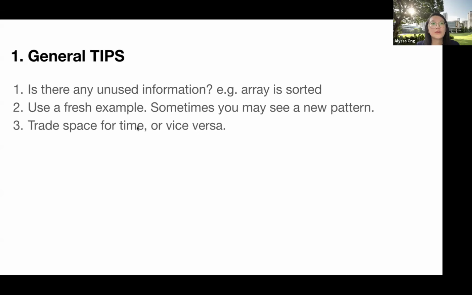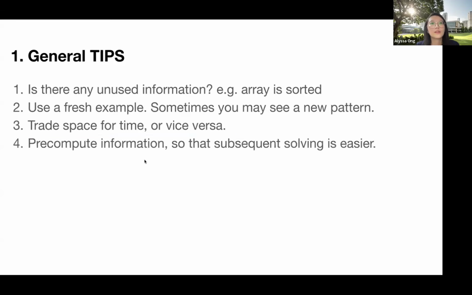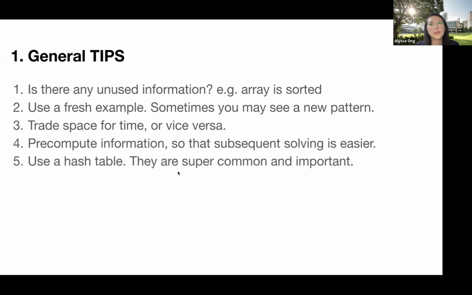Thirdly, you can trade space for time or vice versa, which is quite a common technique. You can choose which to prioritize by asking the interviewer explicitly what they are looking for. You can also pre-compute information so that the subsequent solving is easier. Lastly, you can use a hash table. They're extremely common and important, and if you are stuck, try to see if you can use a hash map.